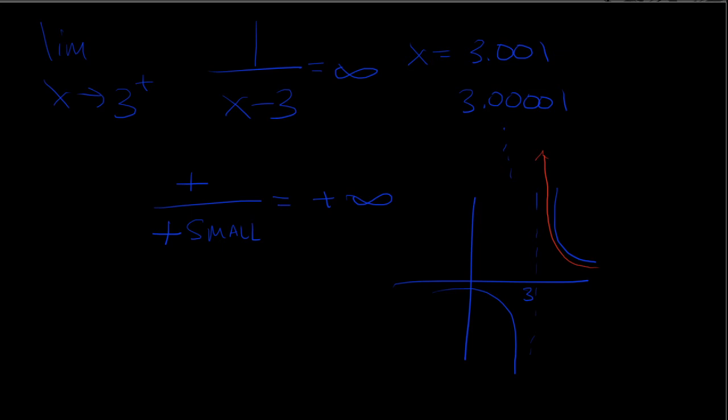Next, I have the limit as x approaches negative 8 from the right of 2x over x plus 8. So here I'm going from the right, so to the right of negative 8. This is a little tricky because it's negative.